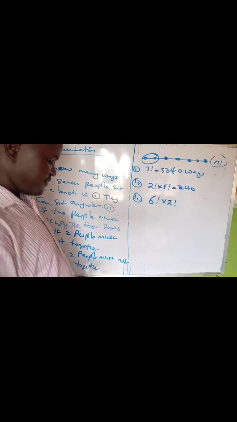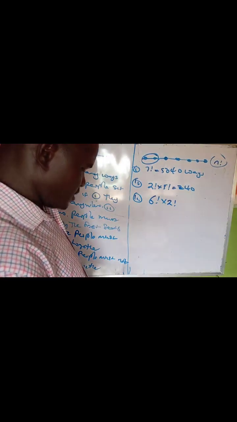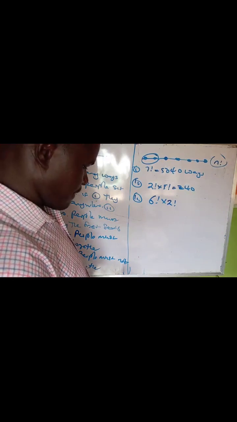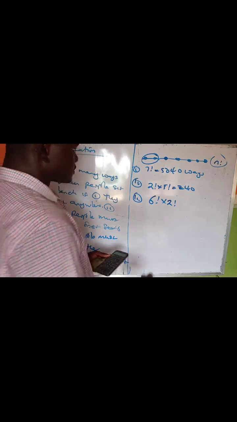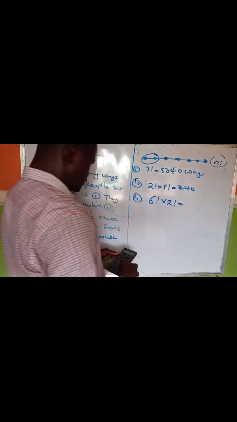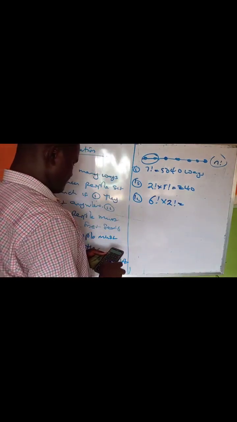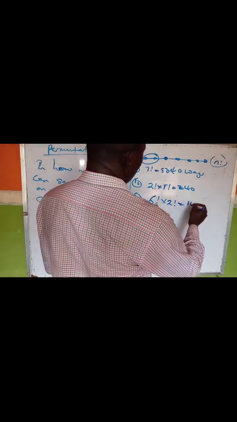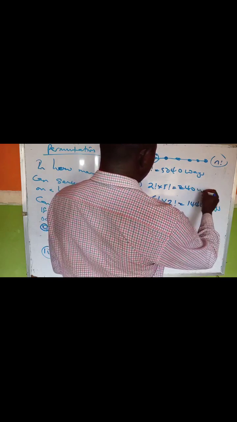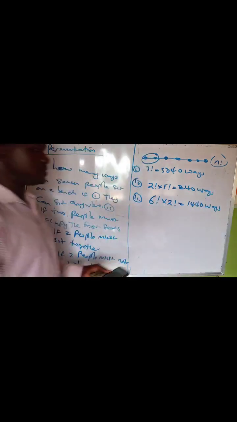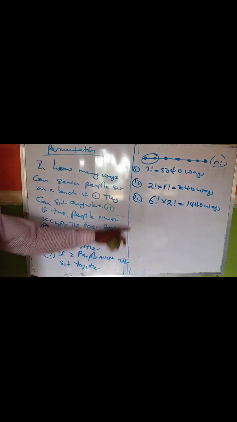So here you will have 6 factorial, 720, times 2. So you will have 1440 ways. So that's it.